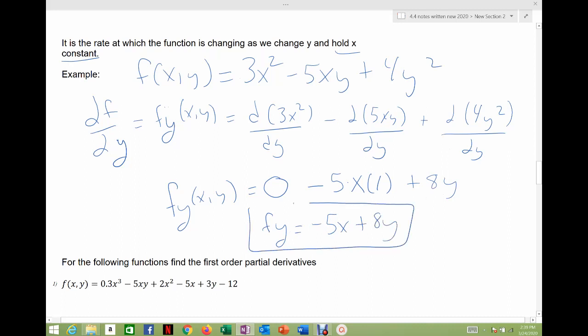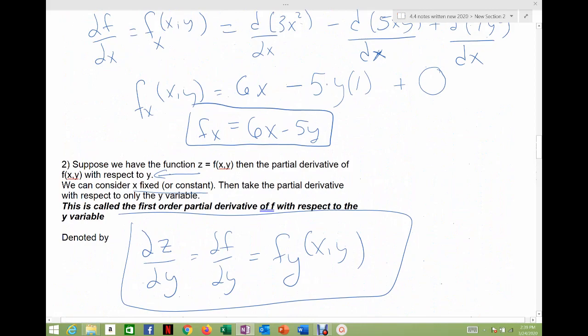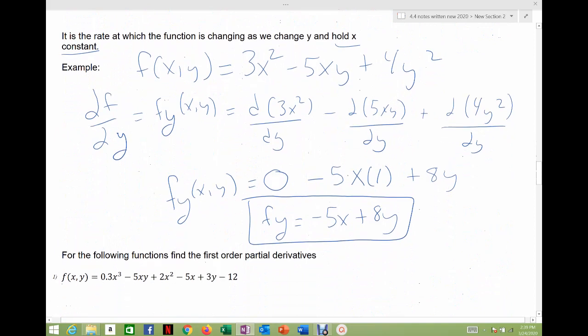And so the function's behaving differently in the y direction. Right? It has different rates of change in terms of y than it does in the x direction, right? In the x direction, it's 6 times x minus 5 times y. In the y direction, it's negative 5 times x plus 8 times y, and those are different. Those would give me different slopes, different rates of change.